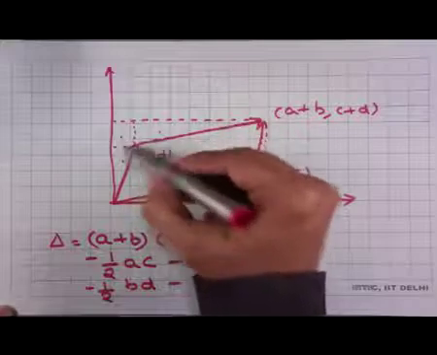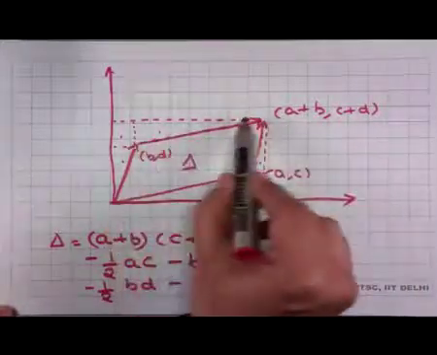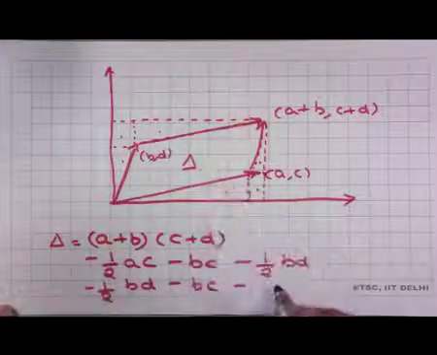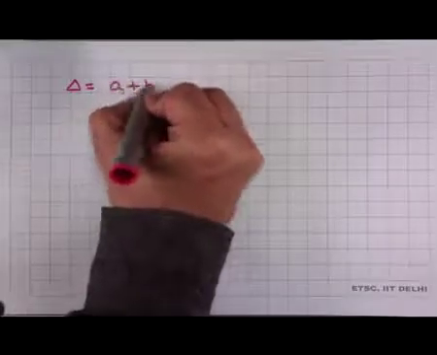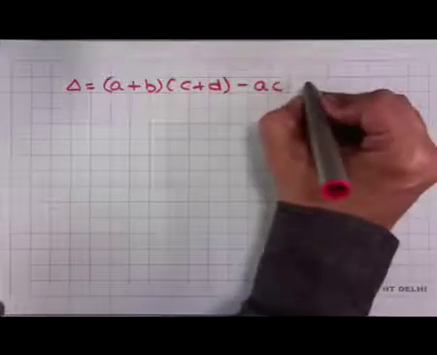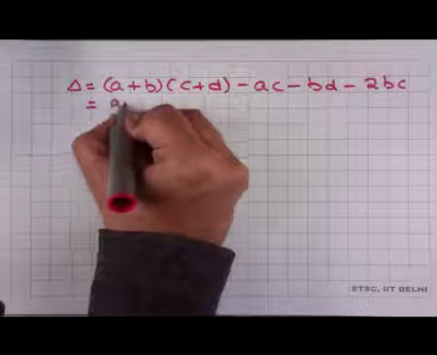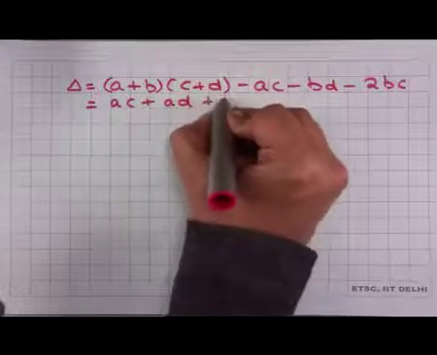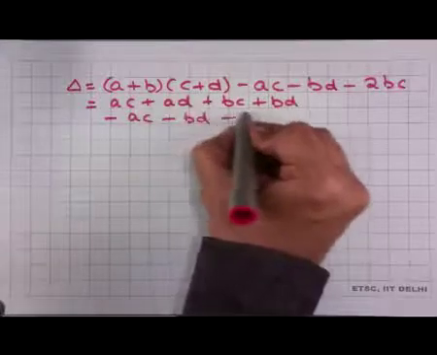Minus the area of this rectangle, whose base is B and height is C, and the area of this triangle, with the base being A and the height being C, minus half AC. Let us simplify this expression. So, delta is A plus B times C plus D, and collecting those expressions we have minus AC minus BD minus 2BC. Simplifying, this is AC plus AD plus BC plus BD minus AC minus BD minus 2BC.